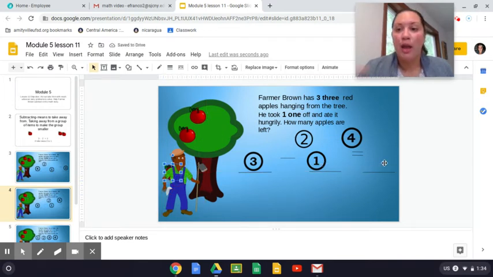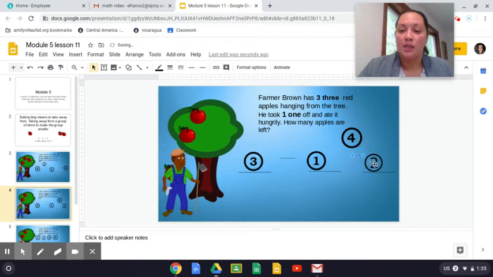Now here I want to know how many are left. I had 3. I took 1 away. So here's my 3 and I took 1 away. How many are left? Good, let's count them. 1, 2. And here's my number 2, so I can add it to my subtraction math sentence. And we can say 3 take away 1 equals or is 2. So 3 take away 1 equals 2.